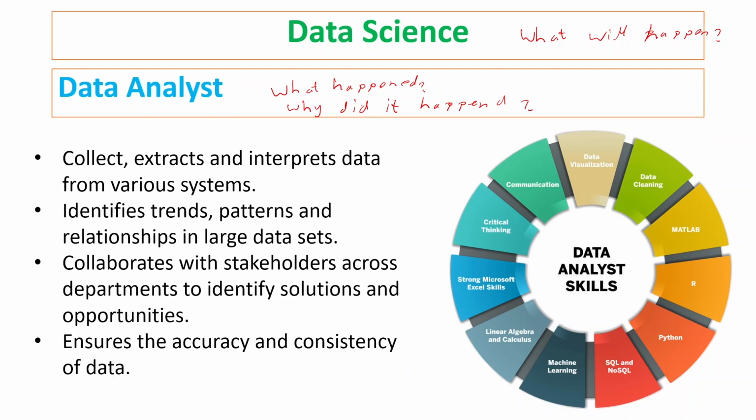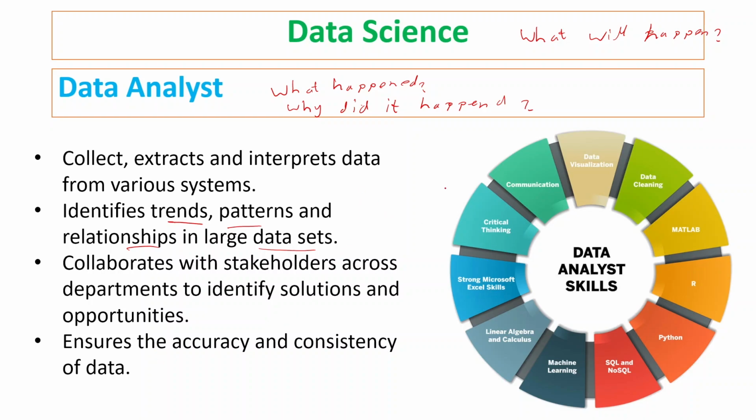For a data analyst, you need basic mathematics, that means basic stat knowledge. But to become a data scientist, you should have strong stat and mathematics knowledge. Data analysts collect, extract and interpret data from various systems, and identify trends, patterns and relationships in large data sets. They visualize data, then identify these things. They collaborate with stakeholders across departments to identify solutions and opportunities, and ensure the accuracy and consistency of data.